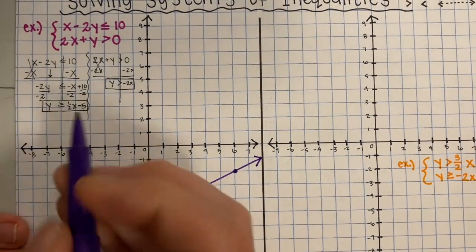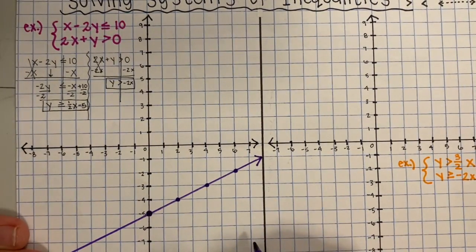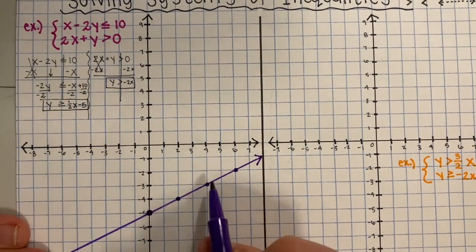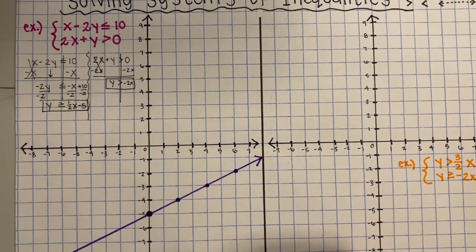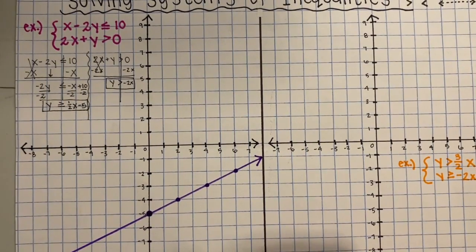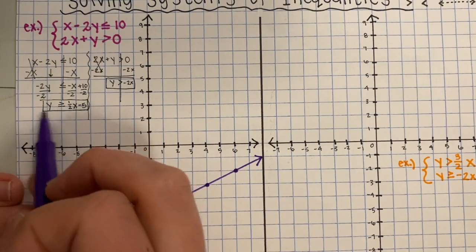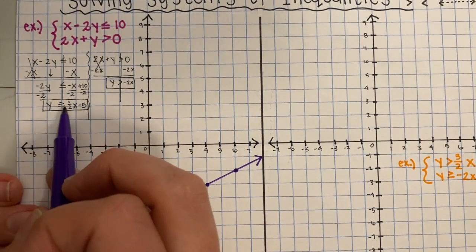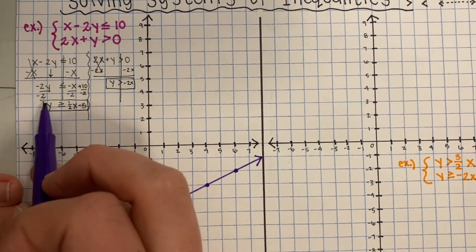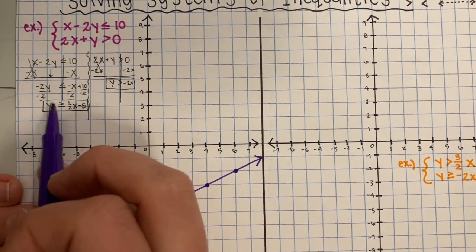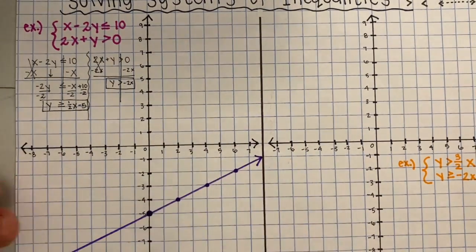Now I need to think about my shading. I'm going to shade above my line or I'm going to shade below my line. My preference is to have my y on the left side, and if it's a greater than sign, so if my alligator mouth is open toward the y, that means my y is greater, which means I shade above.